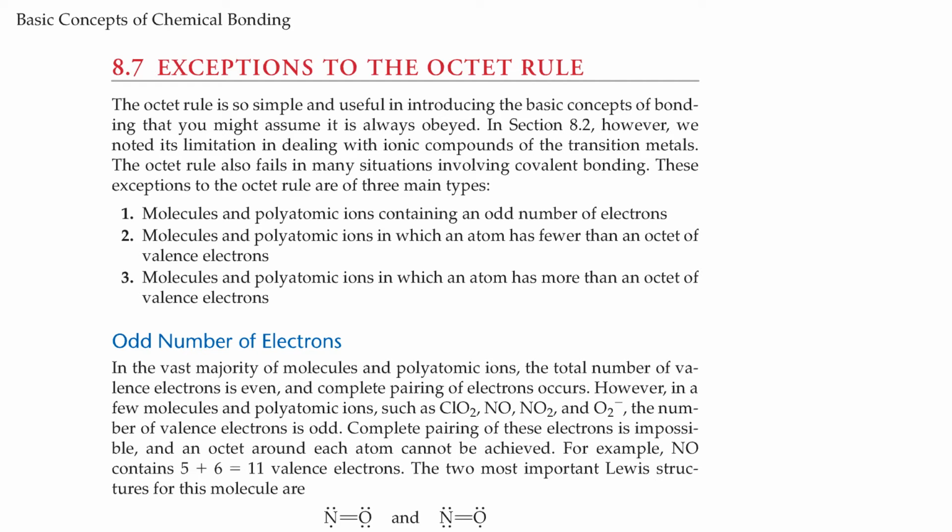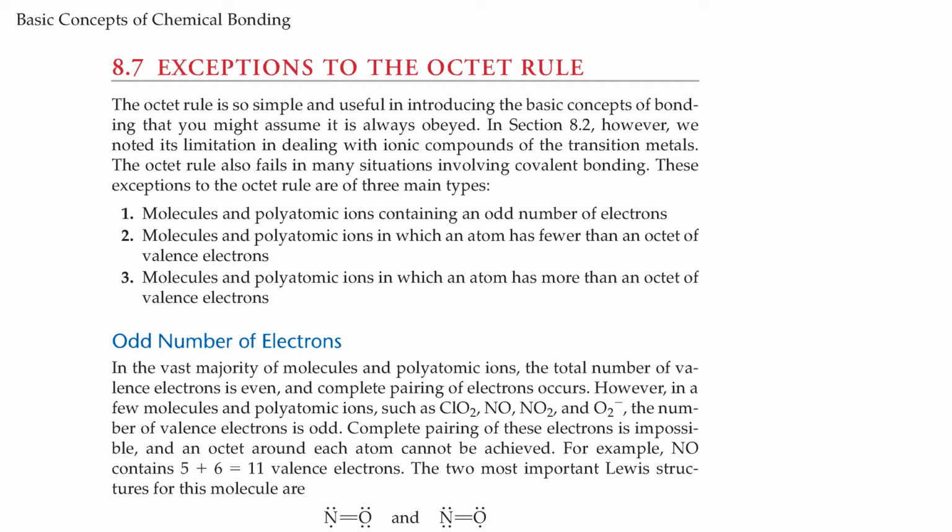These exceptions to the octet rule are of three main types. 1. Molecules and polyatomic ions containing an odd number of electrons. 2. Molecules and polyatomic ions in which an atom has fewer than an octet of valence electrons. And 3. Molecules and polyatomic ions in which an atom has more than an octet of valence electrons.